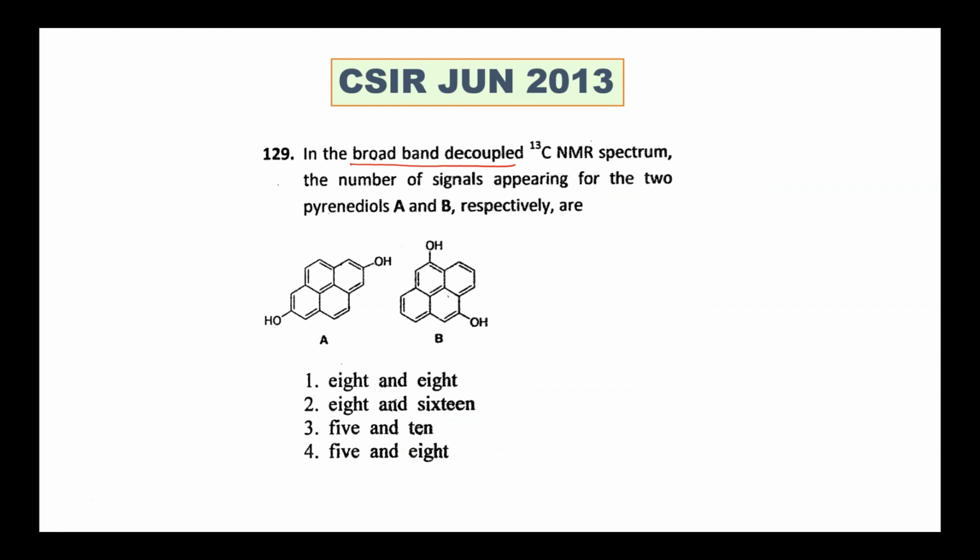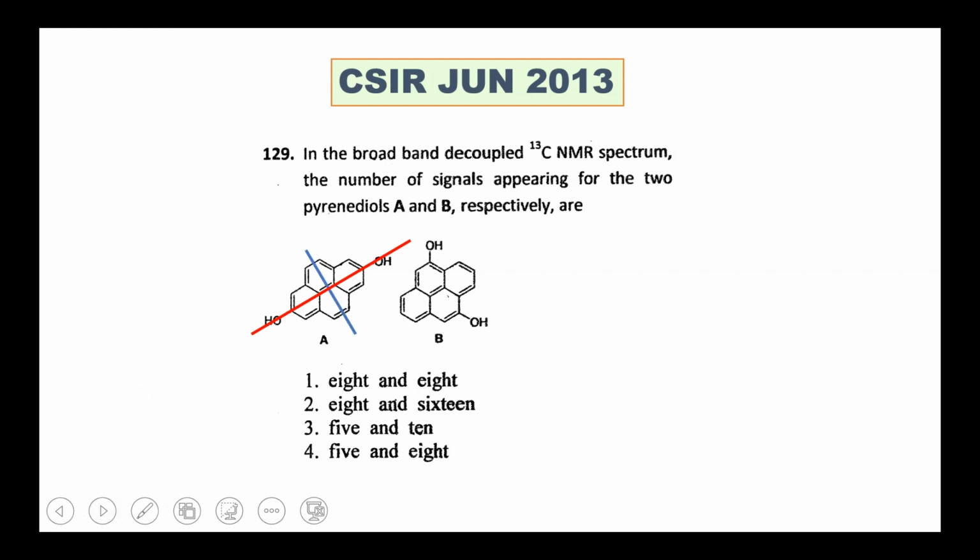The broadband decoupled. The coupling, decoupling, the number of splittings, the splitting pattern, I'll teach in the next video. For now, just try to find out the number of signals. So the number of different carbons. How to find out?